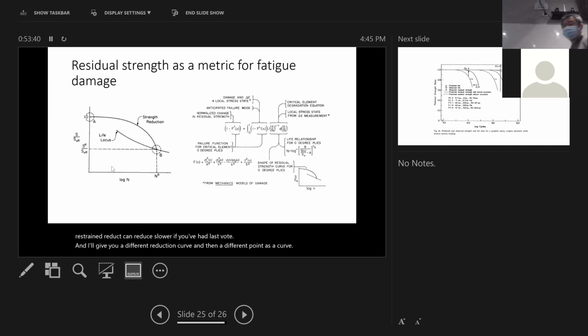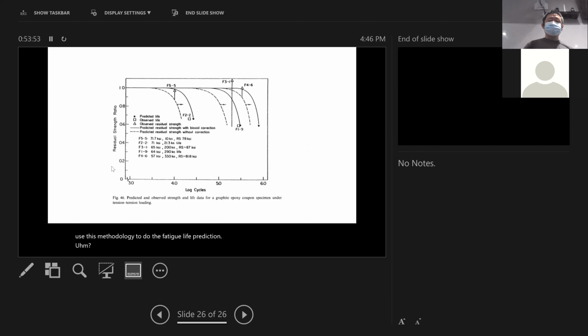Long story short, this is a methodology early generation composite aircraft of the Air Force have used, particularly the F-16 design. They use this methodology to do the fatigue life prediction. And it's backed by experiments. The predicted value, the curve, and then the measured value are shown here, the observed value and the predicted value. It's quite interesting that it actually matches pretty well for this case.